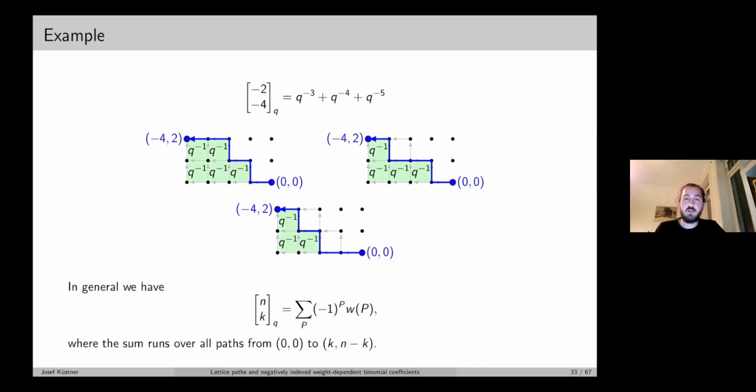Okay, and in general, we have n choose k, q is equal to the sum over all paths from 0, 0 to k and -k. And then we take again this -1 to the p, which was diagonal steps, but we still remember what the diagonal steps were, and the weight of the path.